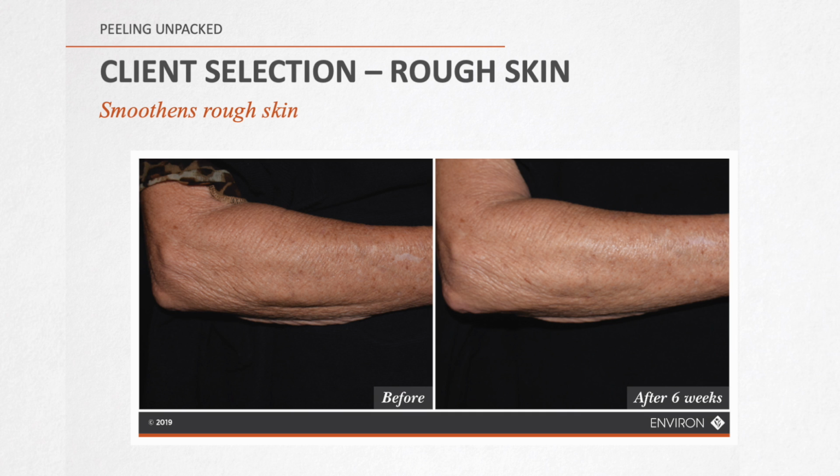How about this one, rough skin? Not only with the aging process do we see laxity, but we see increased wrinkle depth, fine lines and wrinkles. So here we know we boost collagen production and growth factors, which in turn plumps and densifies the skin. This was a client's arm that was treated after a period of 6 weeks.